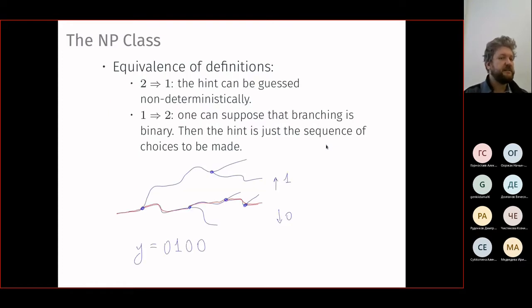Okay, so is it clear that the two definitions of the class are the same? And the generic problem is satisfiability. So again, you can either guess a satisfying assignment, or you can ask for it as a hint. It's the same.